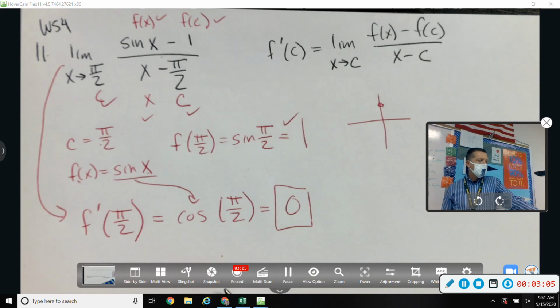So, what I listed off as what's on the test, the first two things were definition of derivative. That's an example of that type of problem.